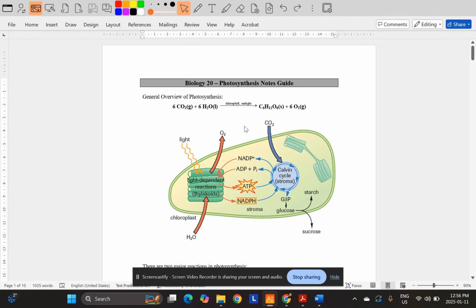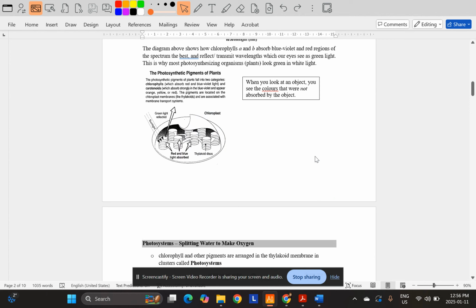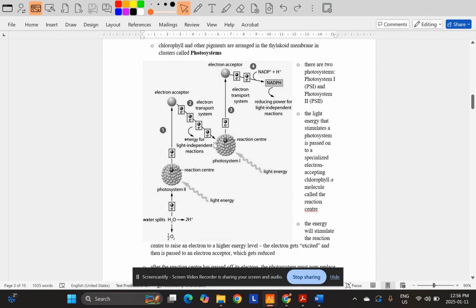We've talked about the overall equation, the light dependent versus the light independent reactions. Talked a lot about the pigments like chlorophyll. And we have gone through and talked about the photosystems as part of the light dependent reactions. Now I gotta be honest, I don't love this diagram, but it does show you the reaction centers, these little chlorophyll molecules, and when the photons of light hit them, they are going to be stimulated and then an electron will be raised up to a higher energy level.